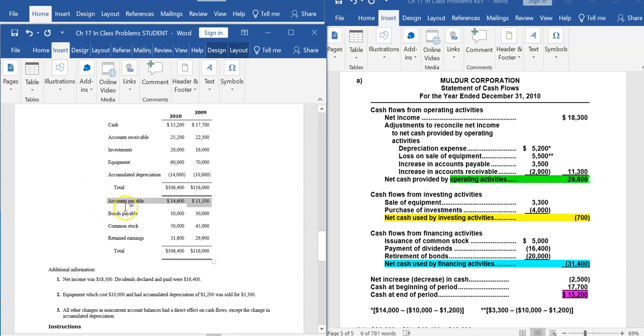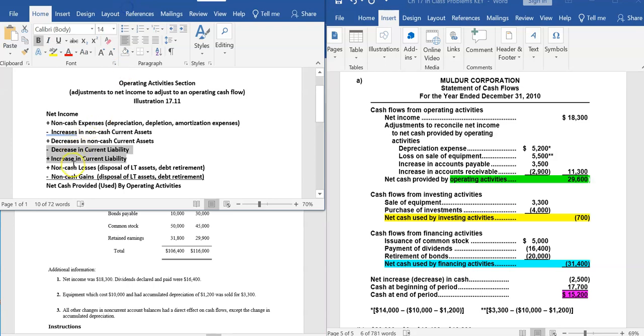Let me go back here. I don't have any more current liabilities, okay? The last adjustment I need to make is to look for non-cash losses and non-cash gains.